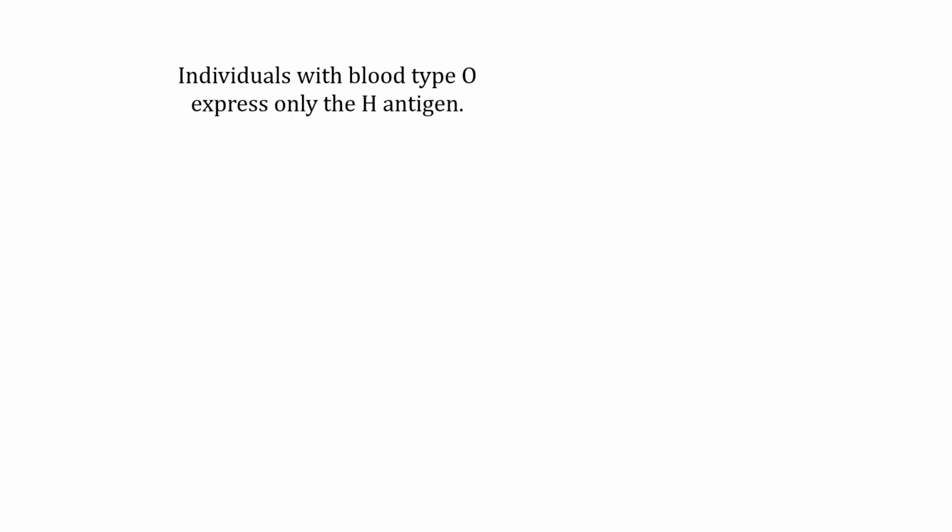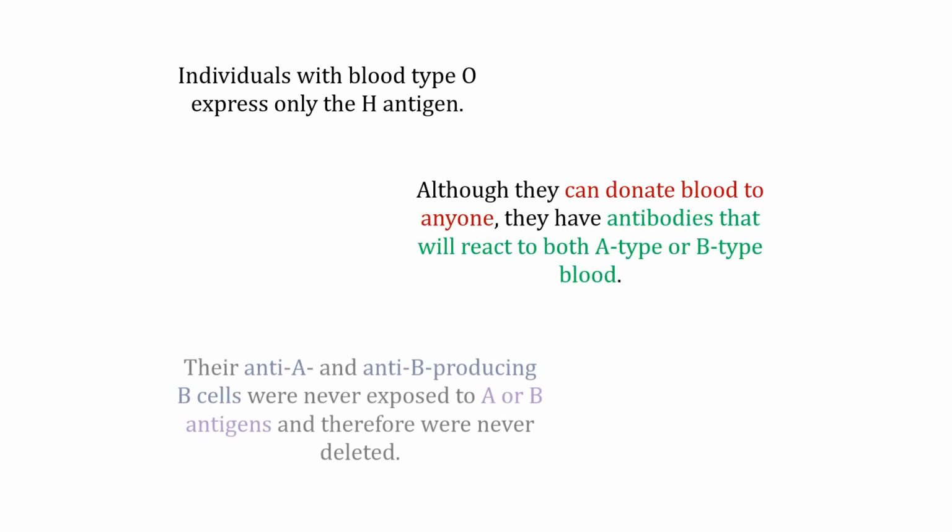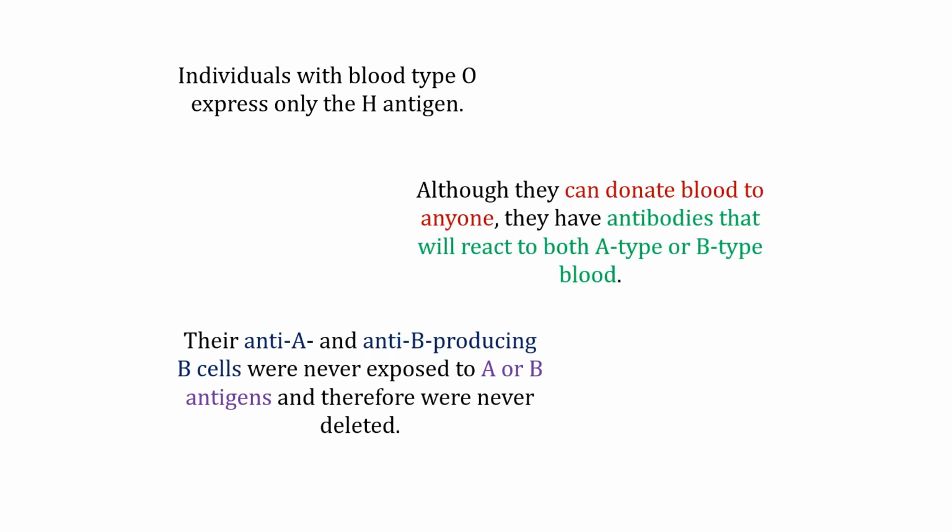Okay, second, an individual with blood type O expresses only the H antigen, as we know. This person can donate blood to anyone. They have antibodies that will react to both A type and B type blood. Their anti-A and anti-B producing B cells were never exposed to A or B antigen and therefore were never deleted.